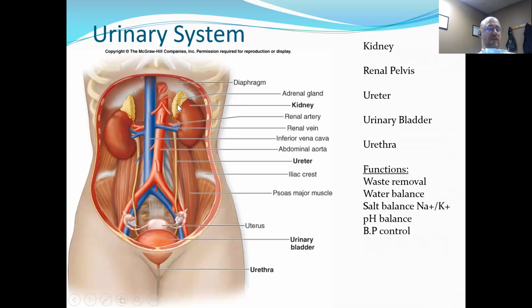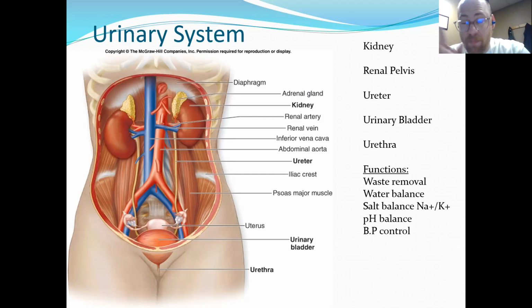We can see that above the kidney, we have the adrenal gland, and the blood supply to the kidneys, the renal artery and vein, and so on and so forth, right? Now, the main function of the urinary system is waste removal, water balance, salt balance, sodium potassium balance, and so ultimately the end product of the function of the urinary system is urine, right?